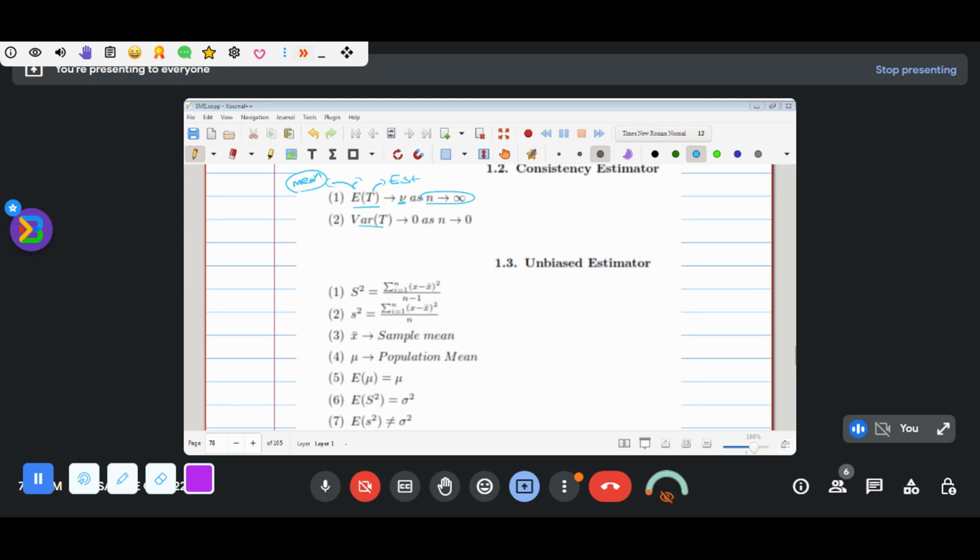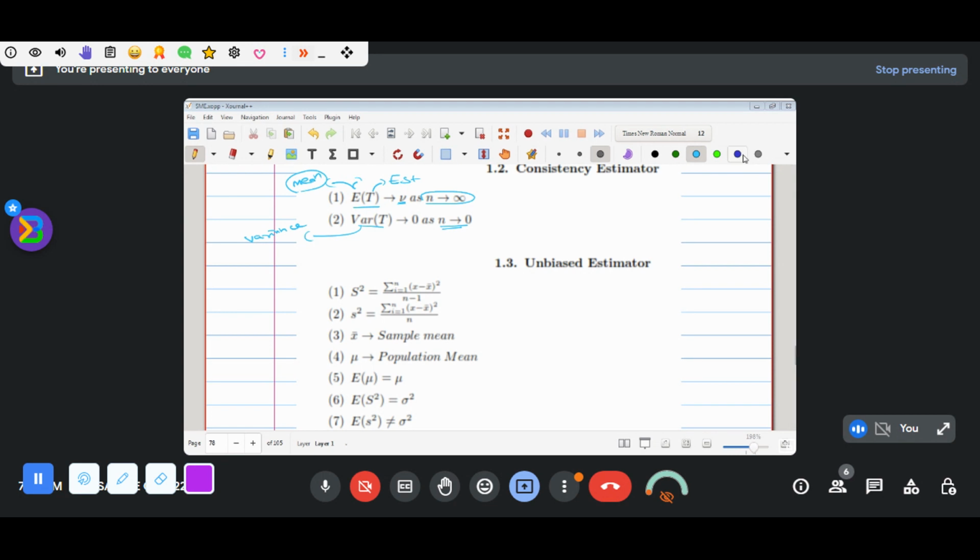The second condition is the variance. Var means variance. So the variance of the estimator tends to 0 as n tends to infinity. This is the basic idea of the consistent estimator.